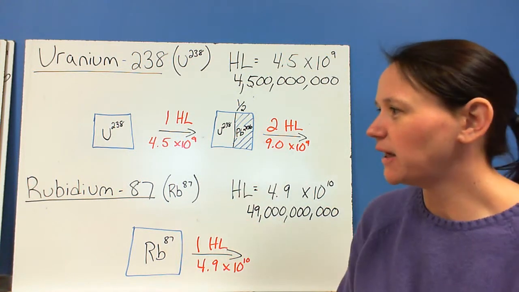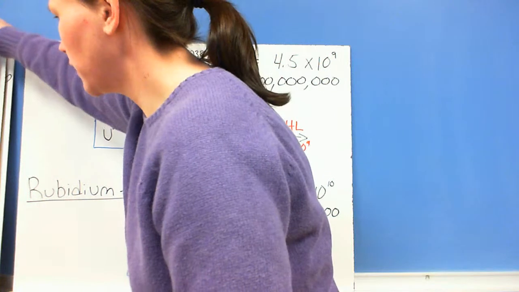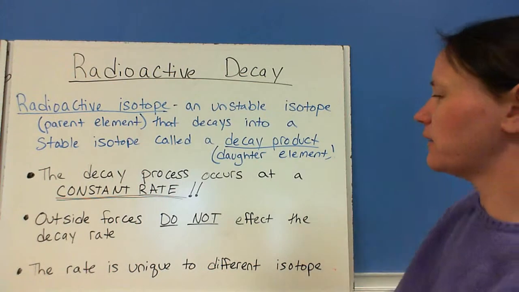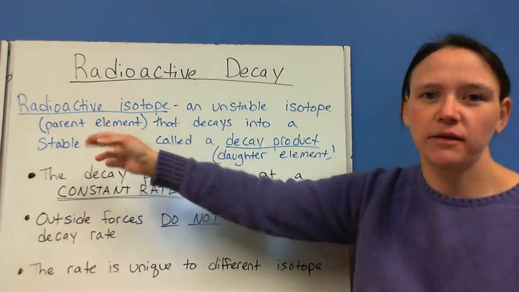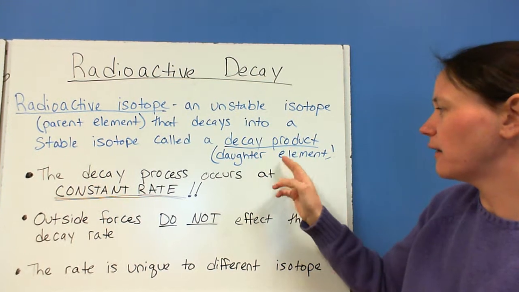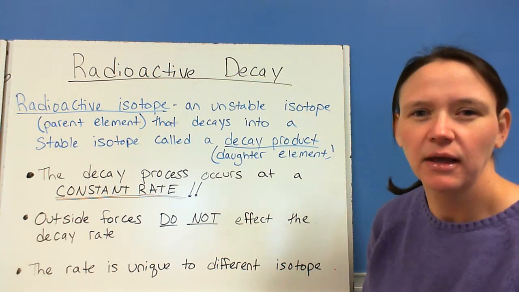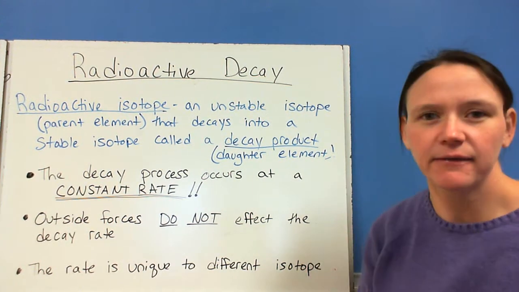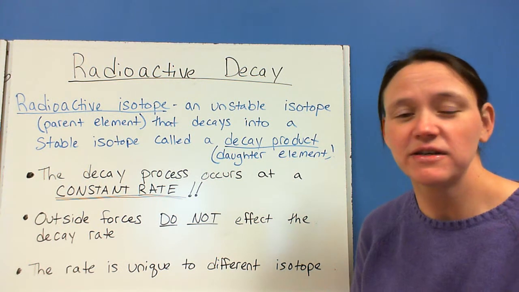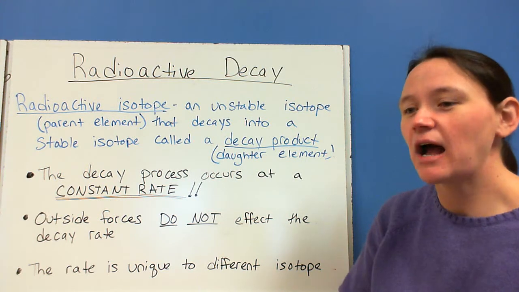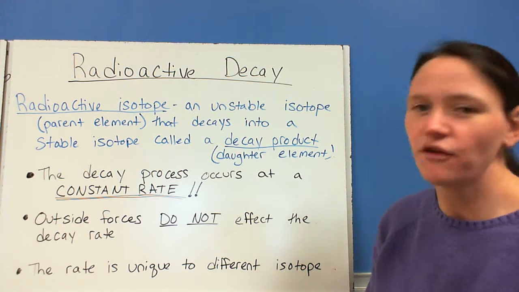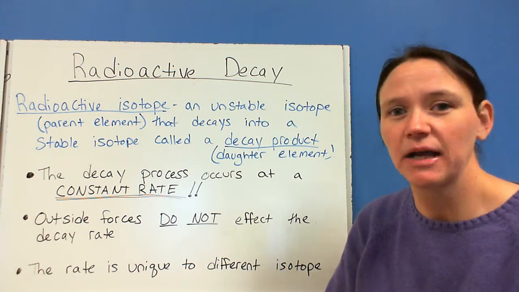So radioactive decay, I'm just going to bring back that first board real quick just to kind of recap here. The big things with it, okay, is that you've got a parent element that's decaying and breaking down into your daughter element or your decay product. And like I said before, it's a constant rate. It's predictable. Nothing influences it other than time. Nothing will change how much of your daughter element you have or your parent element other than the amount of time that has gone by.